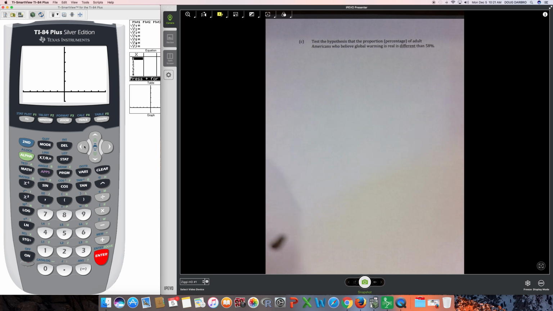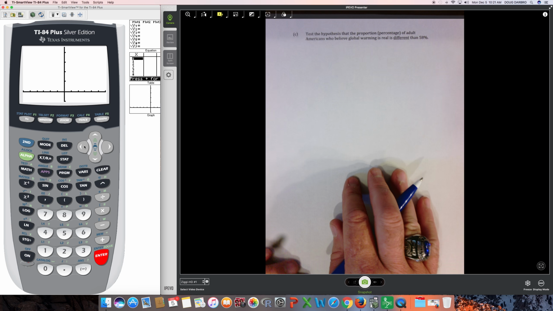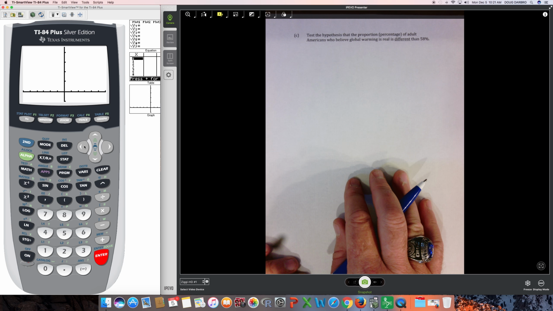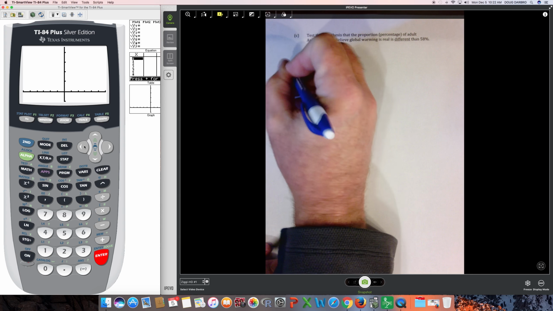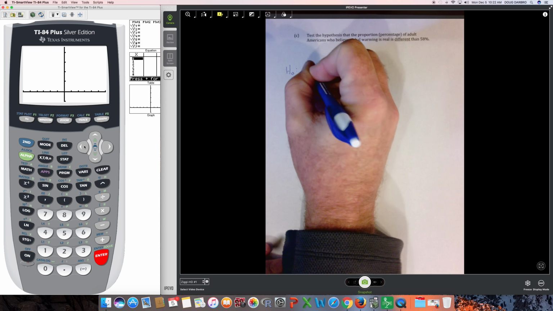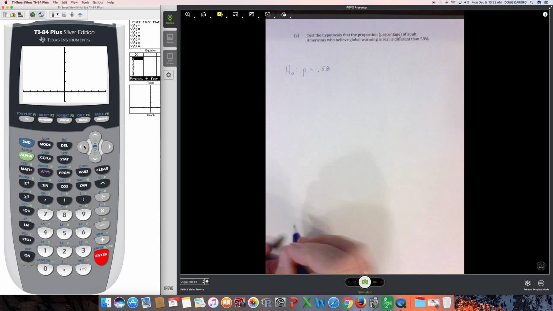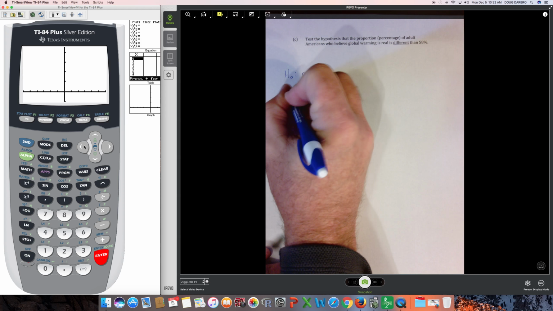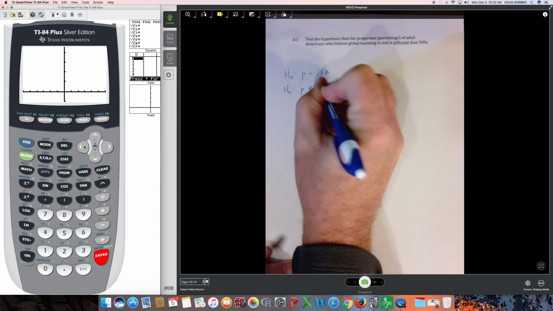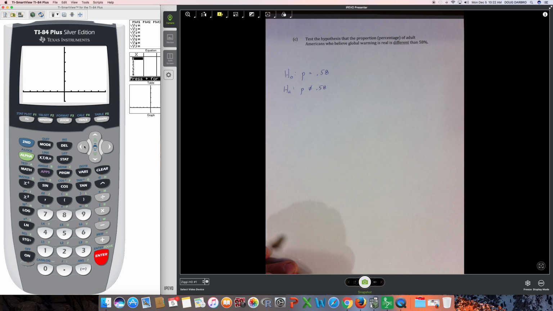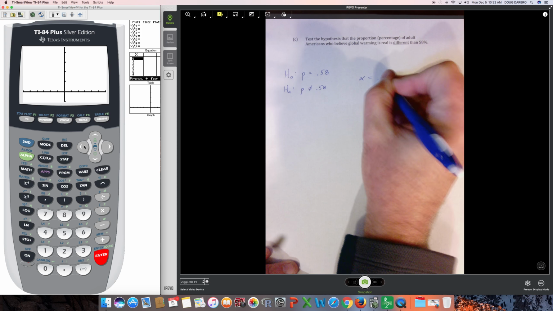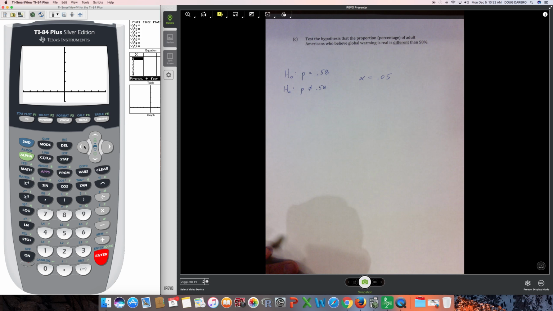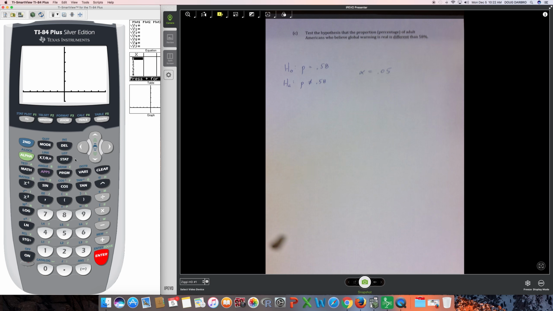All right, gang, part C, this is the last thing that we're going to work on here. Test the hypothesis that the percentage of adult Americans who believe global warming is real is different than 58%. Well, guys, what changes here, as you should know, is the sign in the alternative hypothesis. So that's all that changes. We're going to be doing a two-tail test instead of a one-tail test. Alpha is still set at 0.05 or whatever the problem gives you, and then we'll use our calculator to make our calculations.